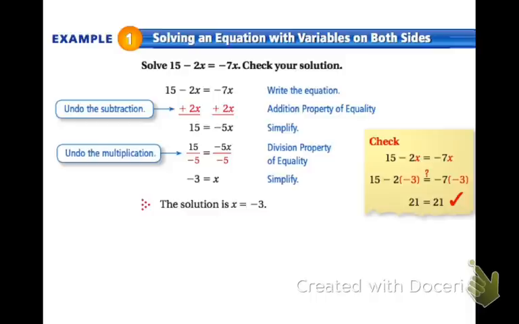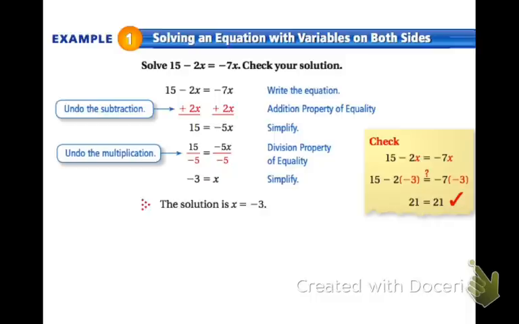In your book, example 1 shows an equation, 15 minus 2x is equal to negative 7x. So you want to move the term of 2x over to the right to collect the like terms with the variable x. So we'll undo subtraction with addition. So we'll add 2x to both sides. Bring down the 15. Negative 7 plus 2 is negative 5, so negative 5x.